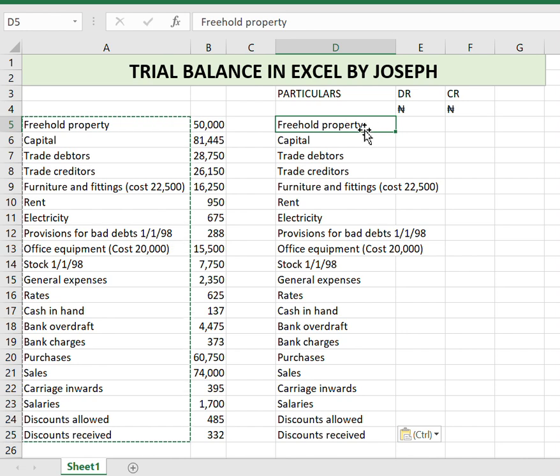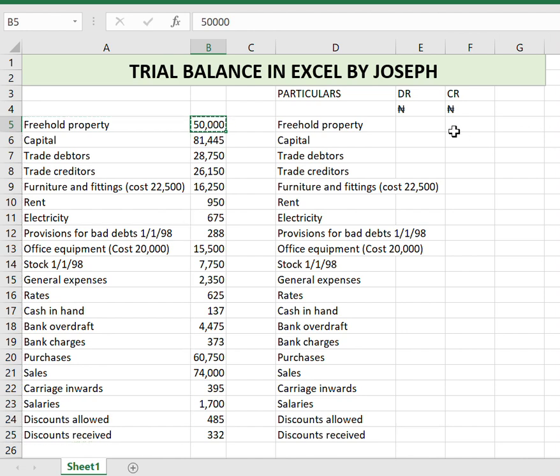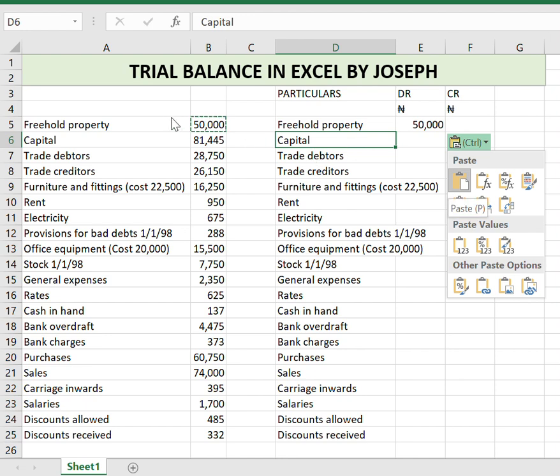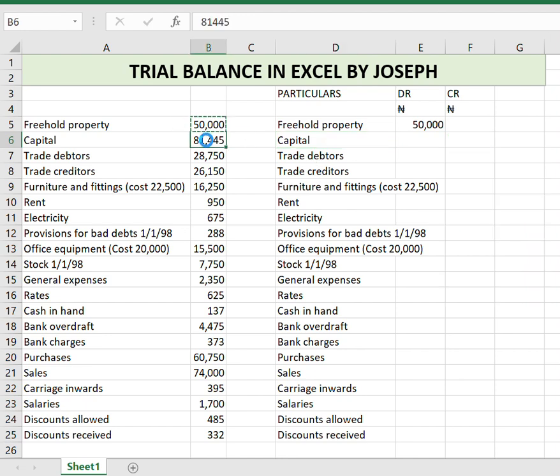For freehold property, a freehold property is an asset. So we are going to copy the 50,000 naira to the debit side. A capital is not an asset, it's a liability. So we just copy the amount and come to the credit side. Interesting, right? Then for debtors, debtors is an asset, so we have to copy the amount and come to the debit side and paste it. For creditors, we also copy it and come to the credit side.